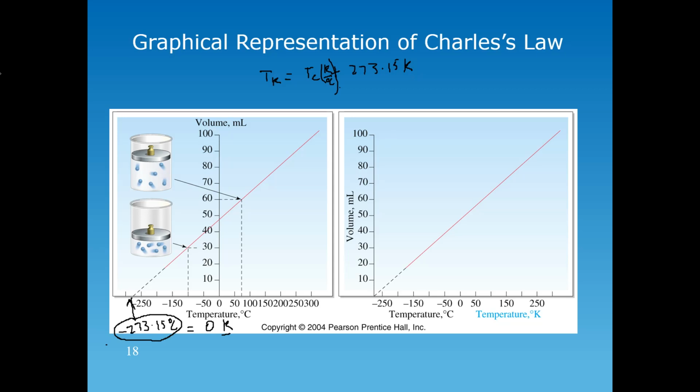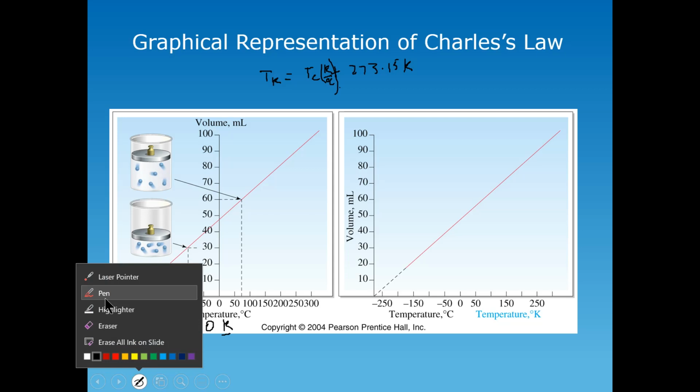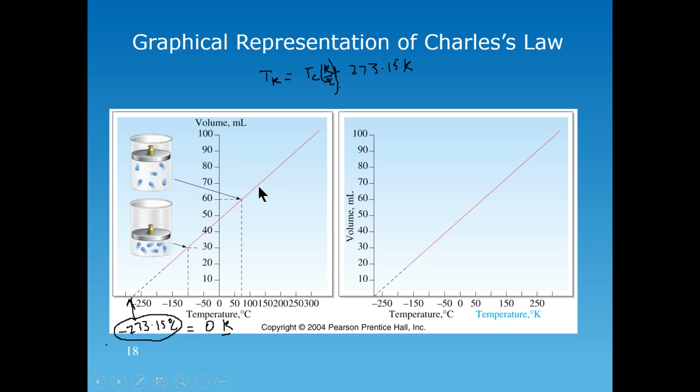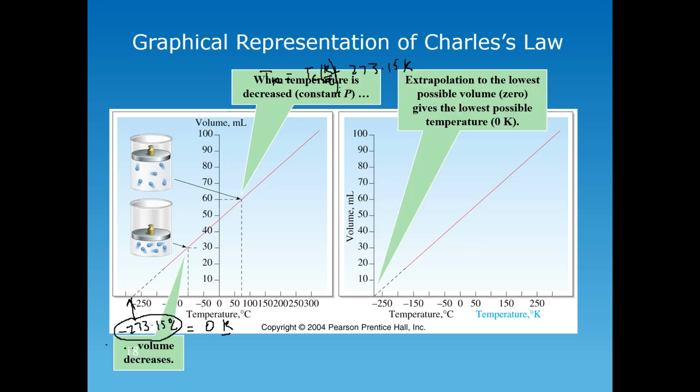So that's why we have the Kelvin scale as a result of this plot. Go back to my pointer here. As a result of this plot right here, where you extend the line, or extrapolate the line, such that it cuts the x-axis, it cuts it at this point here of minus 273.15 degrees Celsius, which is equal to 0 Kelvin. So that's the point being made here. Extrapolation to the lowest possible volume, which is 0 right here, and that would be the 0 Kelvin.